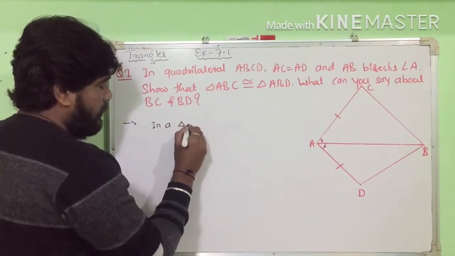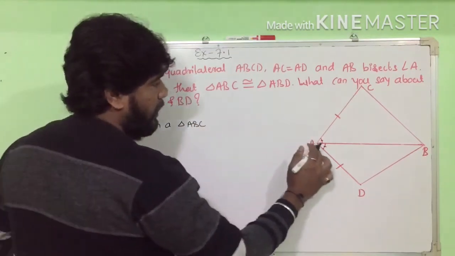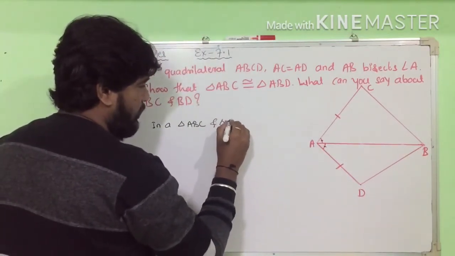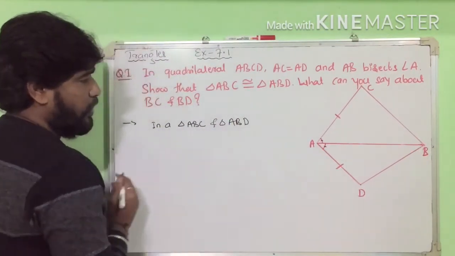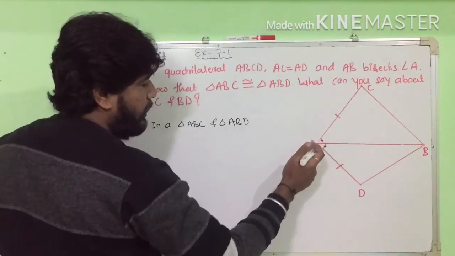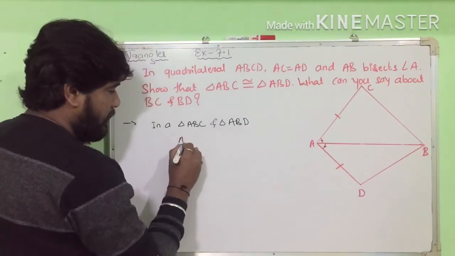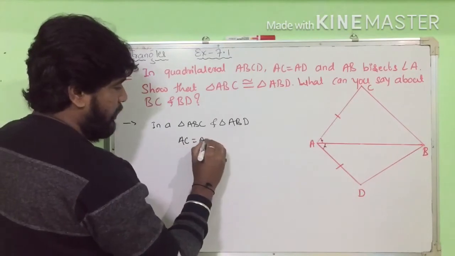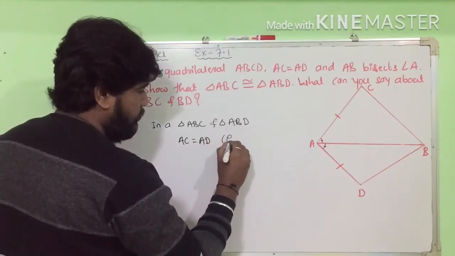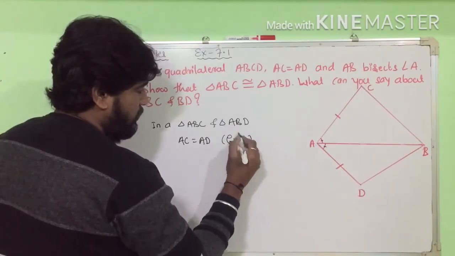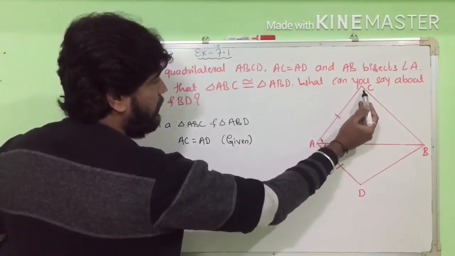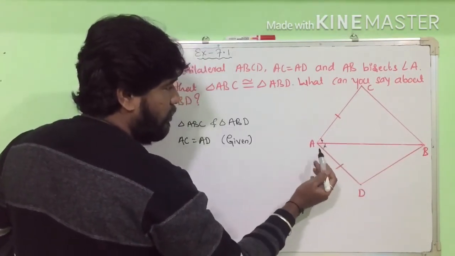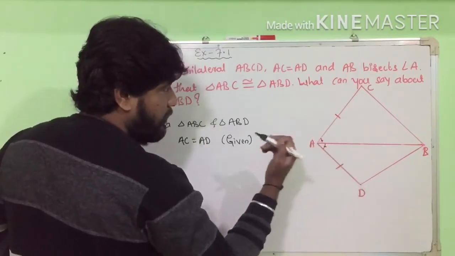In triangle ABC, one triangle, and another triangle ABD, in these two triangles we have AC equal to AD. This one is given. Is it clear? And angle BAC is equal to angle BAD. These two angles are equal because AB bisects the angle A.